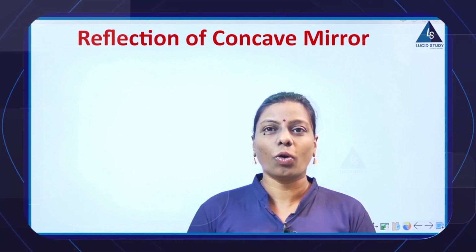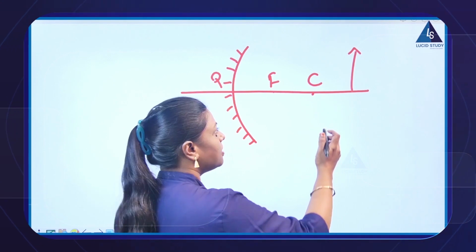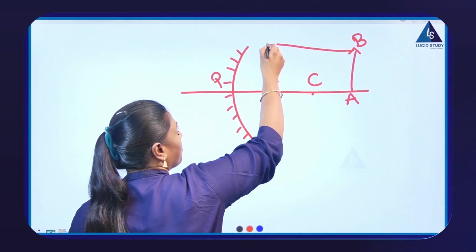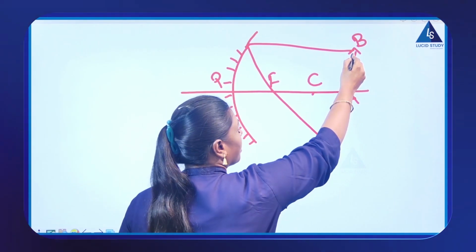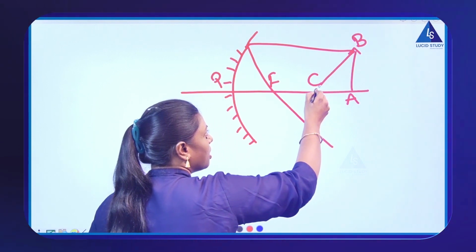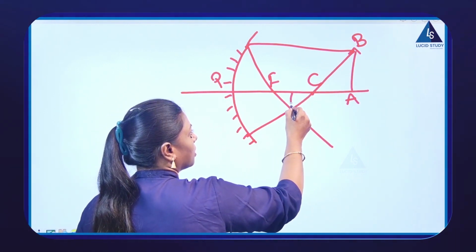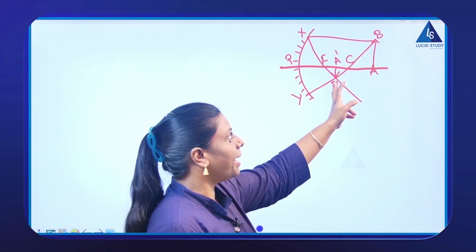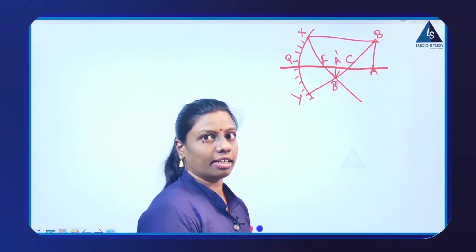Reflection of light on a concave mirror, and my object is beyond C. The object is AB. The ray coming from B passes through the focus, and another ray is coming from the center of curvature. A, B and C. A dash, B dash and C are similar triangles.